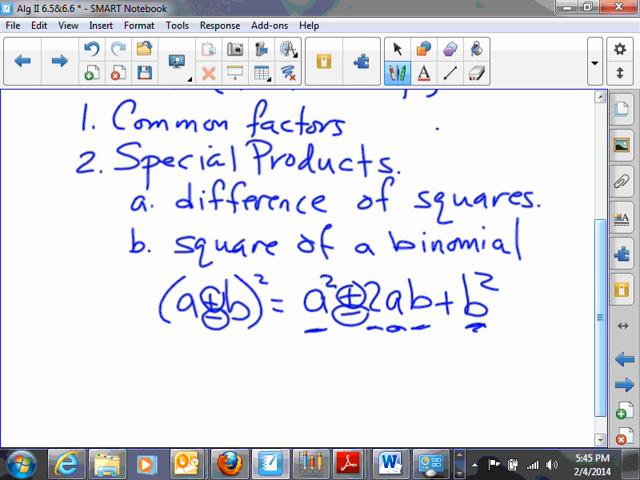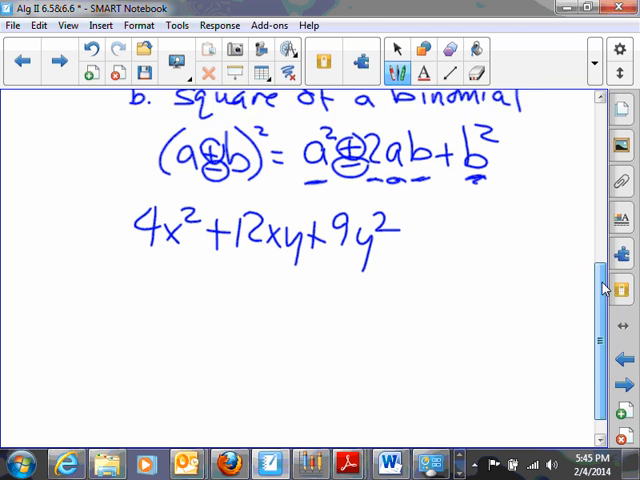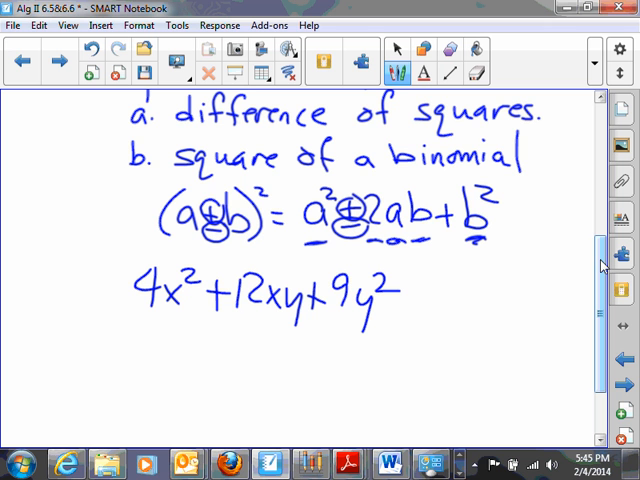Now that's when you're actually squaring the binomial, but now we're trying to go the other way. We're trying to factor. So imagine you have 4x squared plus 12xy plus 9y squared, and you're being asked to factor this one. Well, first of all, you have to check to make sure that it fits the pattern, okay? The pattern has two terms that are squares. In this particular case, do we have two terms that are squares? Well, yes.